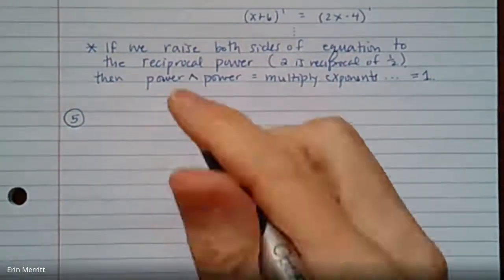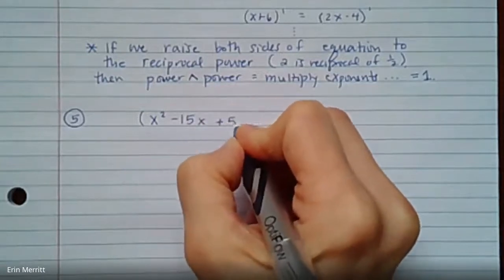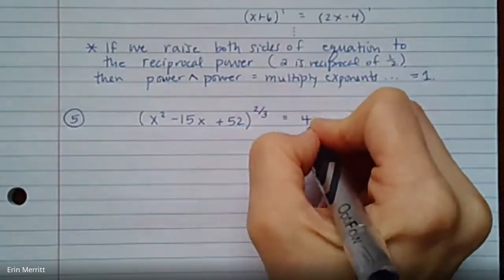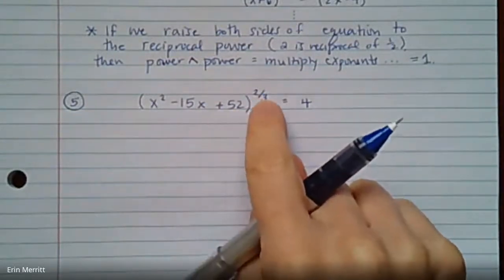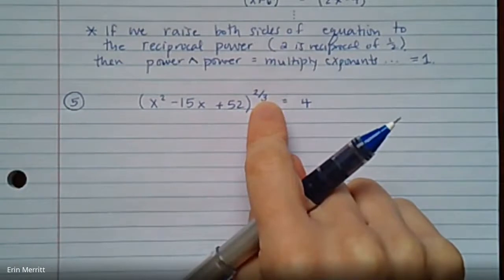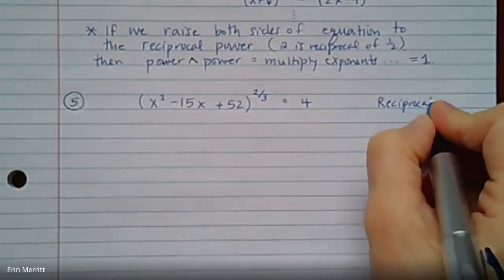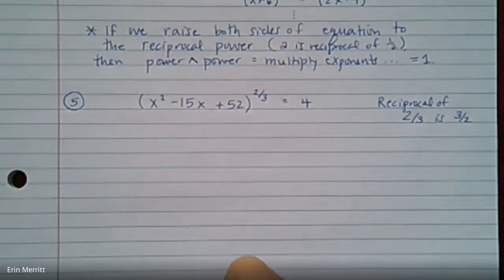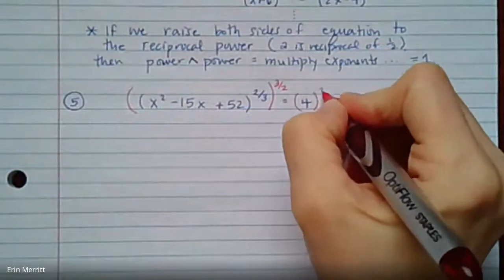All right, we've got x squared minus 15x plus 52 raised to the 2/3 power and then equals 4. Rather than writing this as this thing squared and then the cube root, I don't want to do that. What I want to think of is what would be the reciprocal of 2/3? So the reciprocal of 2/3 is simply flip it over, 3/2. What we're going to do here is raise both sides to the reciprocal power. So on the left, I'm going to raise it to the 3/2 power. On the right, I'm going to raise it to the 3/2 power.